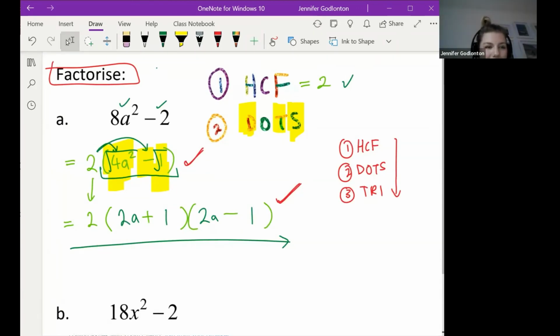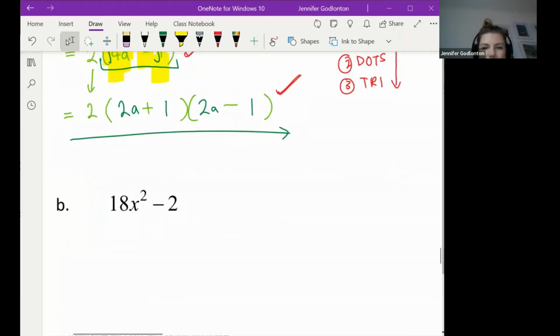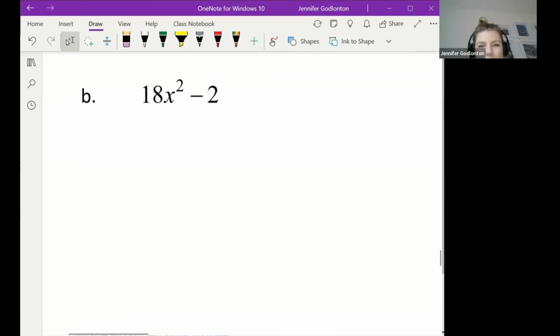And Paul, how can I help? Ma'am, what does the D stand for in DOTS? It stands for of. So difference of two squares. Okay, ma'am. Thank you. Okay. This one, give it a go now. You can do it. You'll be fine.